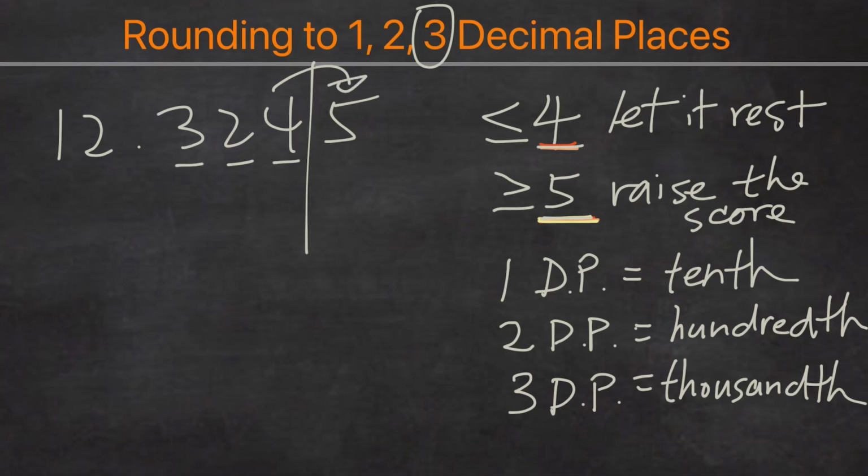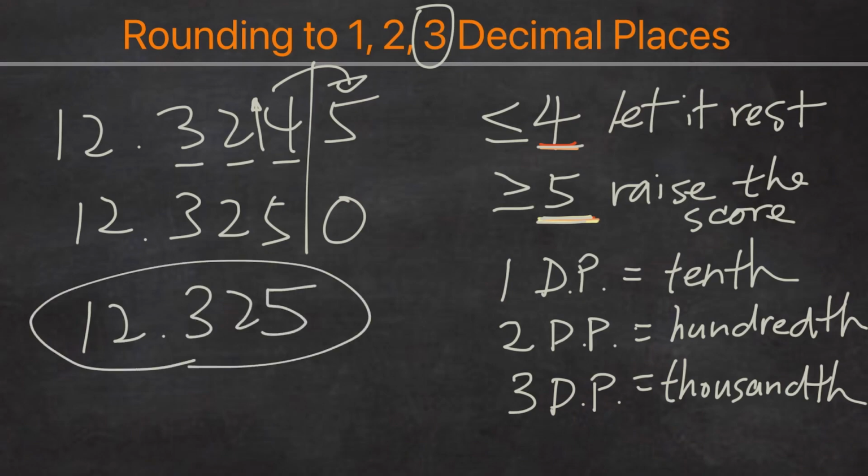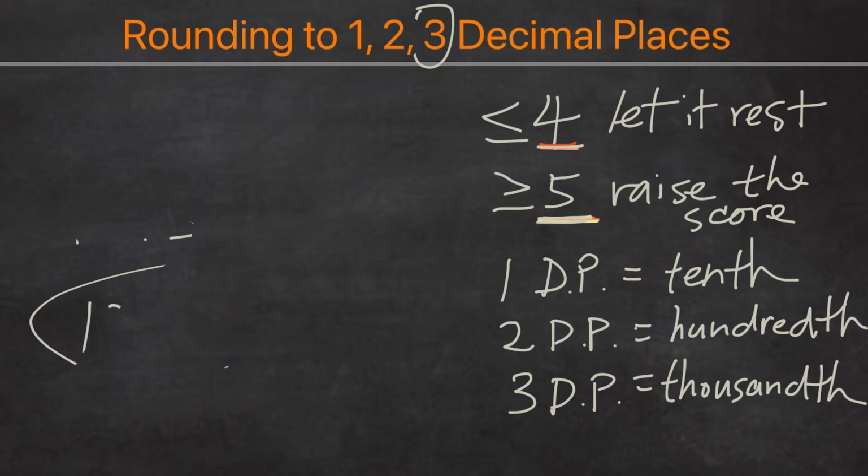Looking at the number to the right, we have 5. So 5, we would raise the score. We're raising the 4 by 1. That makes it 5, and that becomes 0, and the rest we bring down. And that becomes 12.325. Now we're rounding to 3 decimal places, so I see that this is 3 decimal places, so we're good. Now let's try this one.